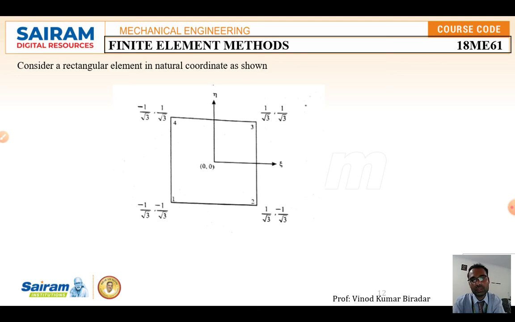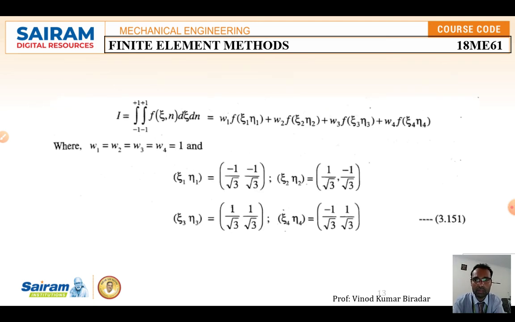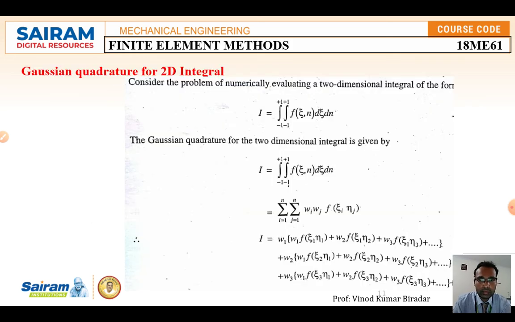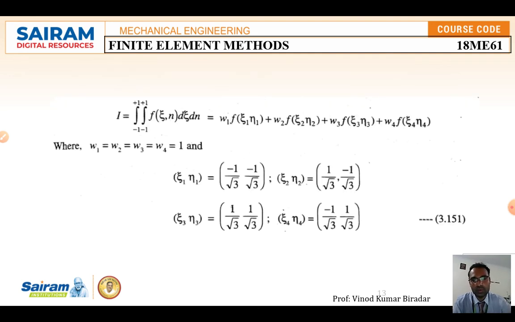This 2D integral derivation is not that important, but you have to remember the final equation. While solving the problems I use this, so you have to remember this formula. If you consider a triangular element, the Gaussian quadrature for the two-dimensional integral is given similarly; for a triangle you are going to use w1 w2 w3, at each node using this integration. This is for the rectangular element, so you have to remember this formula while solving the problem.